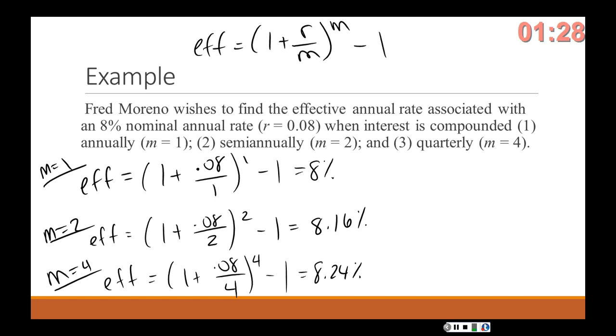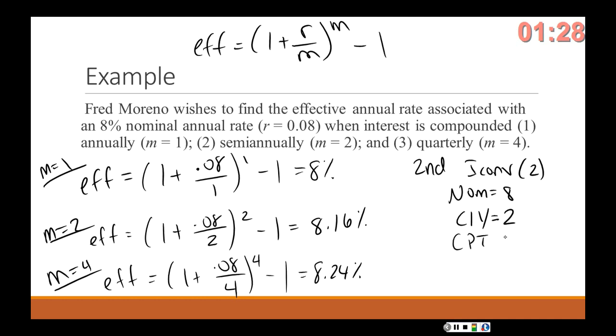To do it in your calculator, you use the I conversion button, which is also the number 2 button. So you push second, I conversion. I conversion is number 2. You enter in your nominal rate is equal to 8%. Your compounding periods per year is 2. And you compute your effective. So your effective rate is equal to 8.16. And you can do this for each of the different options.